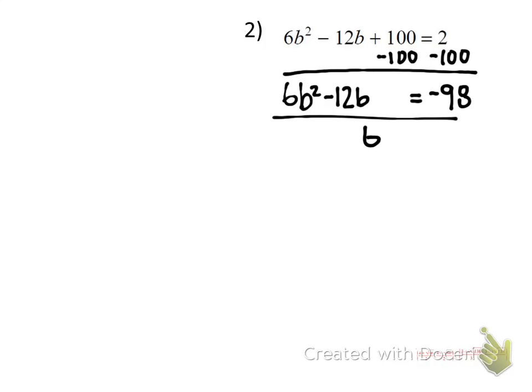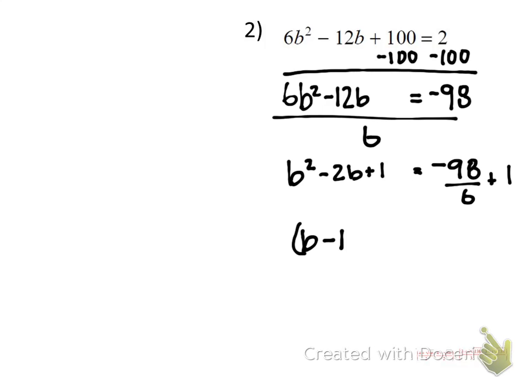We don't want that a there, so we divide everything by 6, so it's going to be b squared minus 2b, leave a little space to complete the square, is equal to negative 98 over 6, right? It's a fraction. Now we want to complete the square. We add c to both sides, which means we add 1 to both sides. When we add 1 here, we add 1 on the right side. So we can factor our perfect square trinomial.